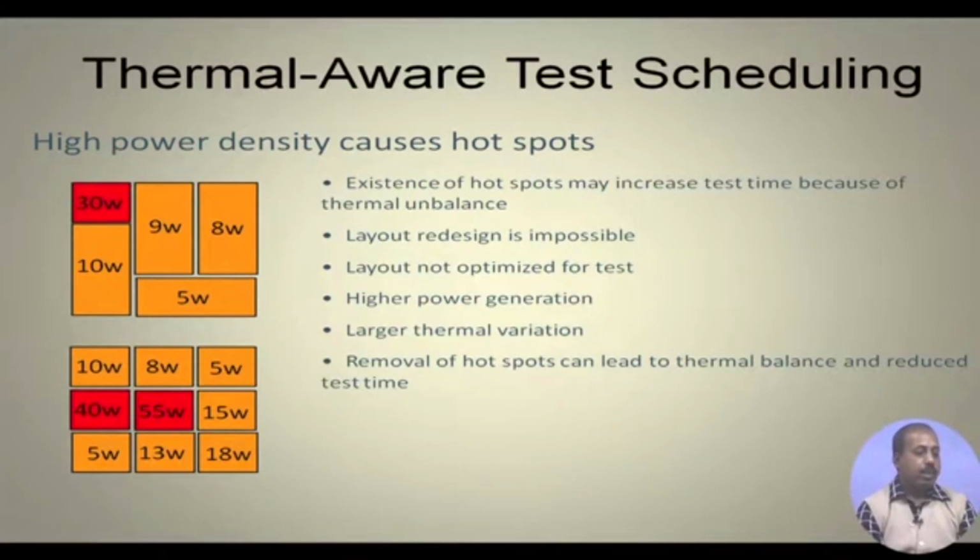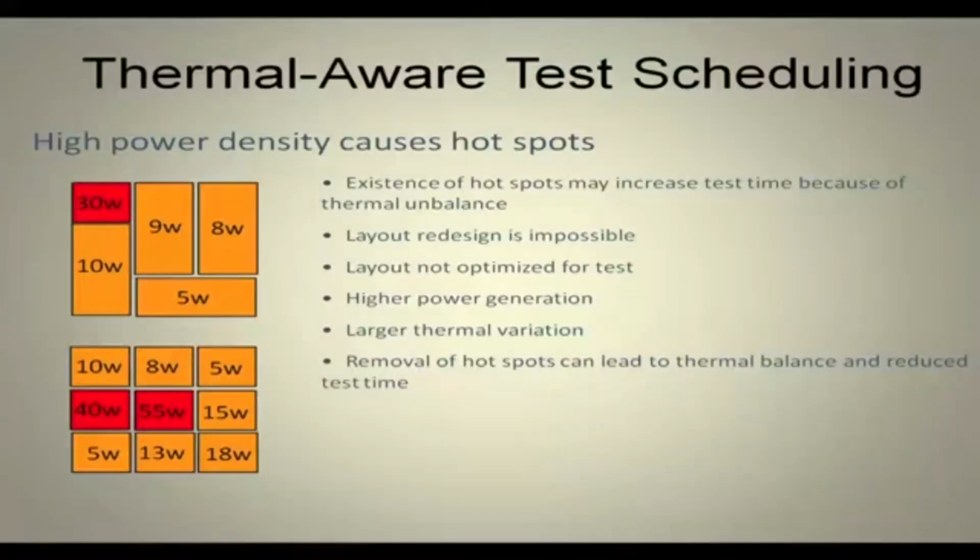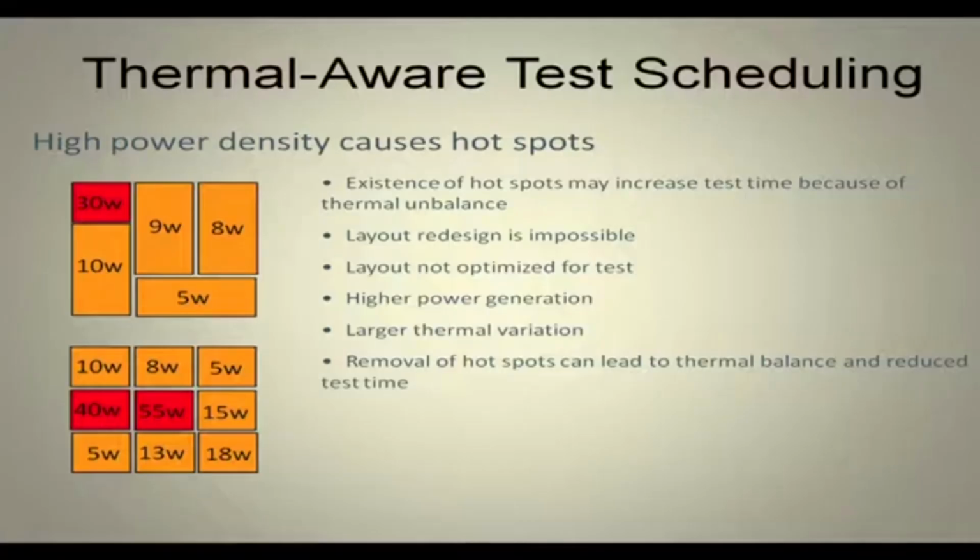So that leads to higher power generation, and if there is higher power generation, the temperature increases. That again increases the leakage power, and that acts as a positive feedback, so the power consumption increases significantly. There will be larger thermal variation across the chip, and that way the delay variations are more. That is the problem, and we have to do something so that this hotspot can be removed. The high temperature regions can be removed, and we can get thermal balance, and as a result the test time can get reduced.